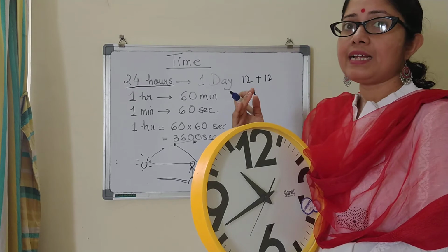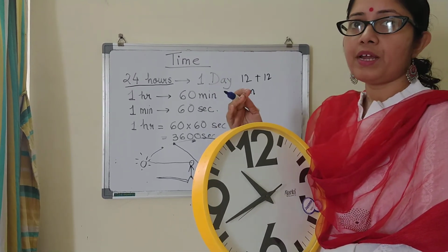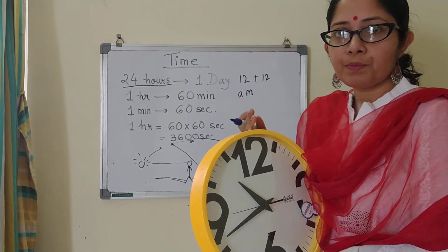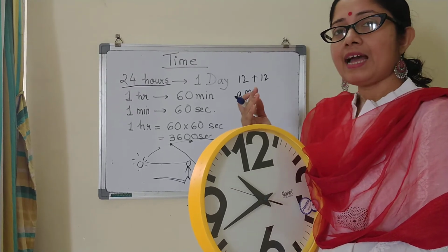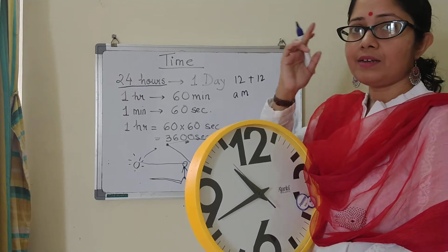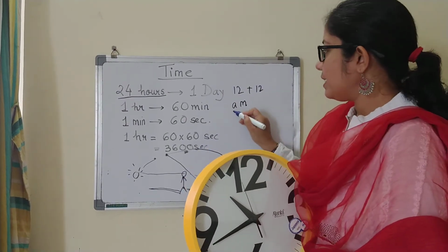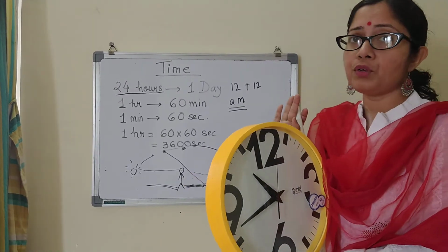Right? After that is 1 a.m., 2 a.m., 3 a.m., 4 a.m., and so on. Let us say at 6 a.m. I wake up from the bed. Okay, 7 a.m. I have my breakfast, and then 8 a.m. I go to school. So now you can relate what a.m. is. It is nothing but ante-meridiem, and it will go on till 11 o'clock.